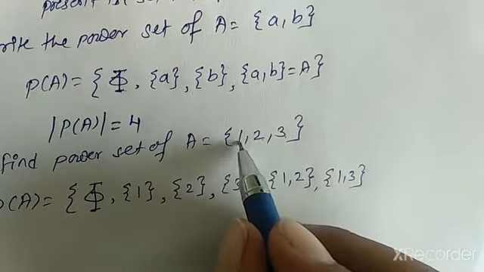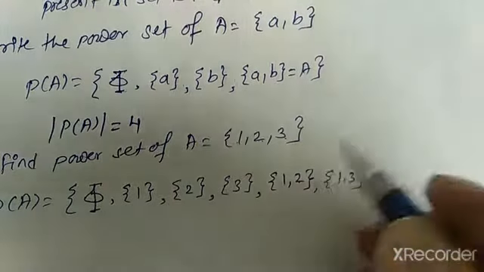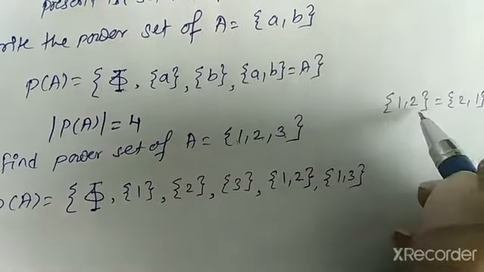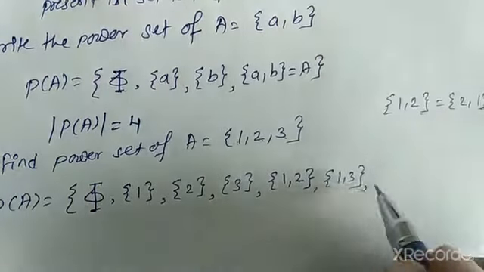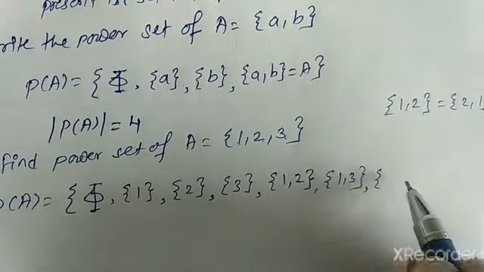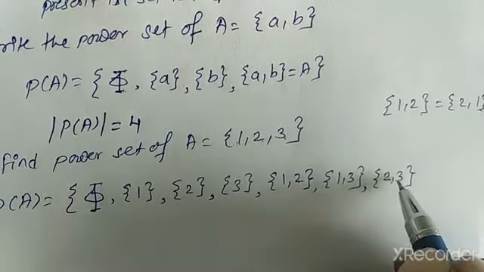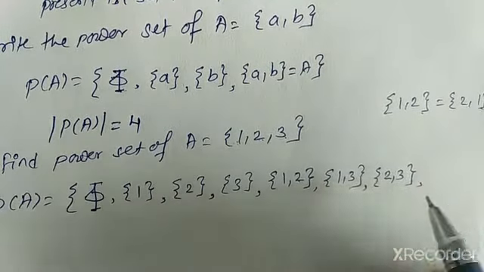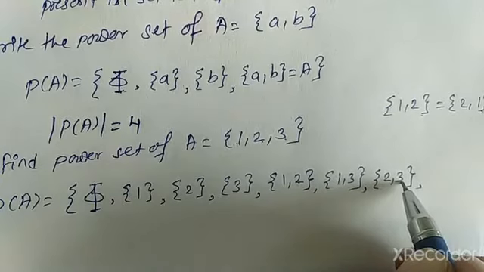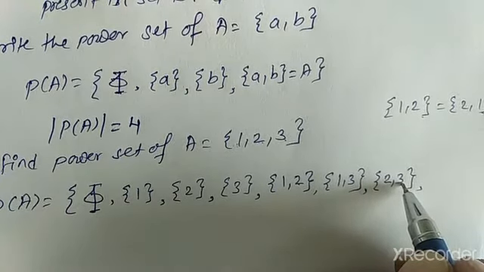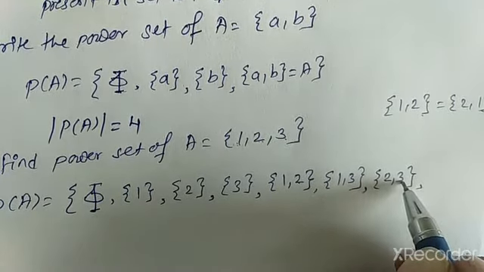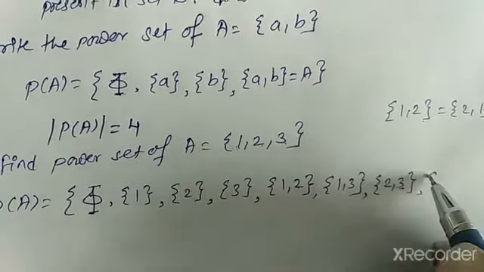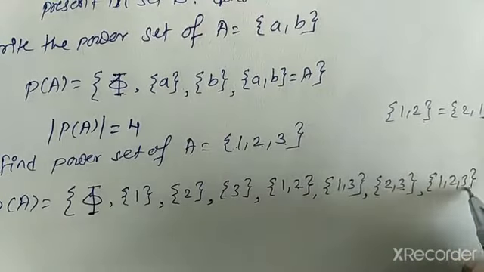Here you can't take 2 comma 1, because 1 comma 2 is the same as 2 comma 1. Set {1, 2} is equal to {2, 1}, so it is considered the same. Now the only possibility for a pair is 2 comma 3, or 3 comma 2; you may write 3 comma 2 or 2 comma 3. So these are the possibilities for a set containing two elements. And lastly, A itself, that means all the elements 1, 2, 3.